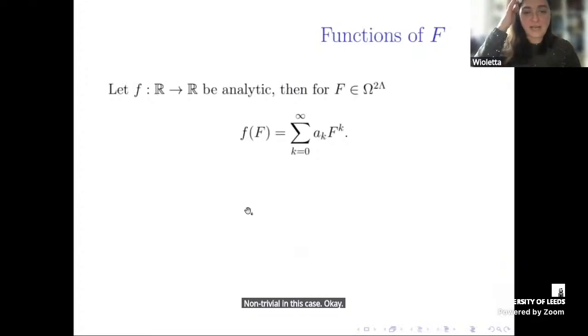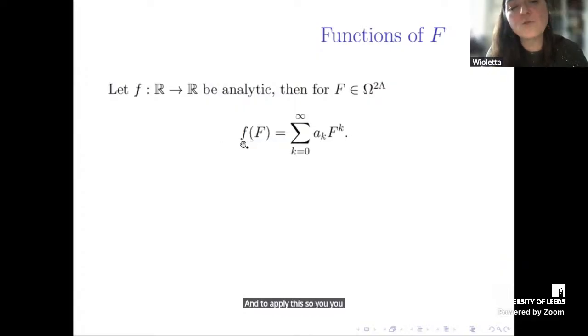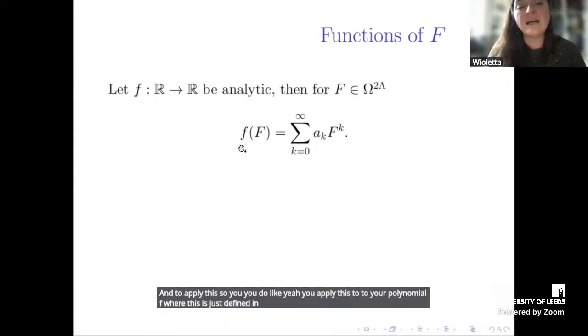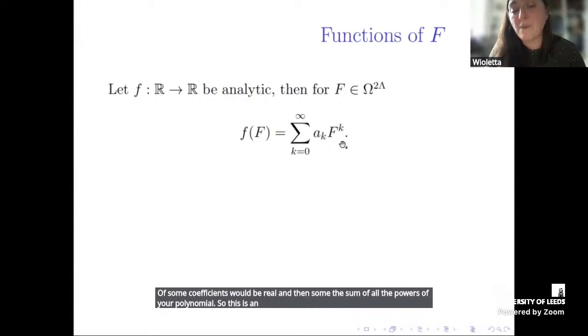Right. Then I need to tell you what to do if you have an analytic function and you apply this to your polynomial f, where this is just defined in a Taylor fashion by looking at the infinite sum of some real coefficients, and then the sum of all the powers of your polynomial. So this is an infinite sum, but remember that as soon as you have a square, then you're killing the sum. So in the end, for every analytic function this will be a finite sum.